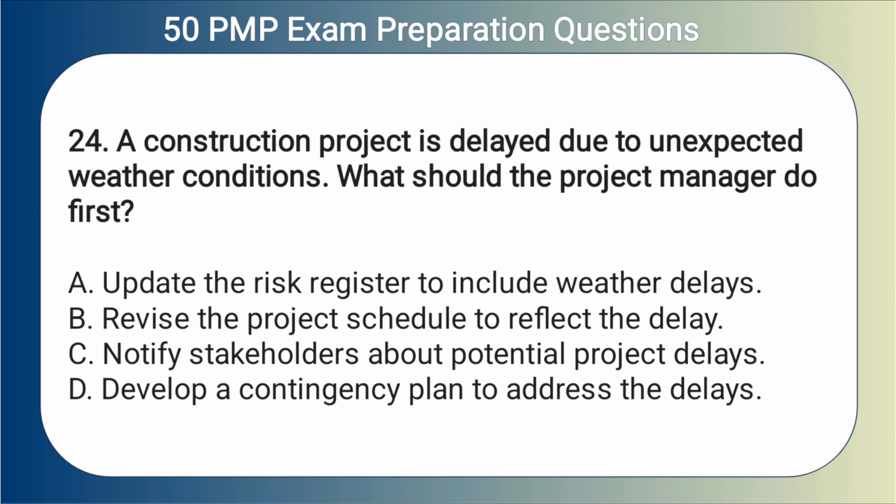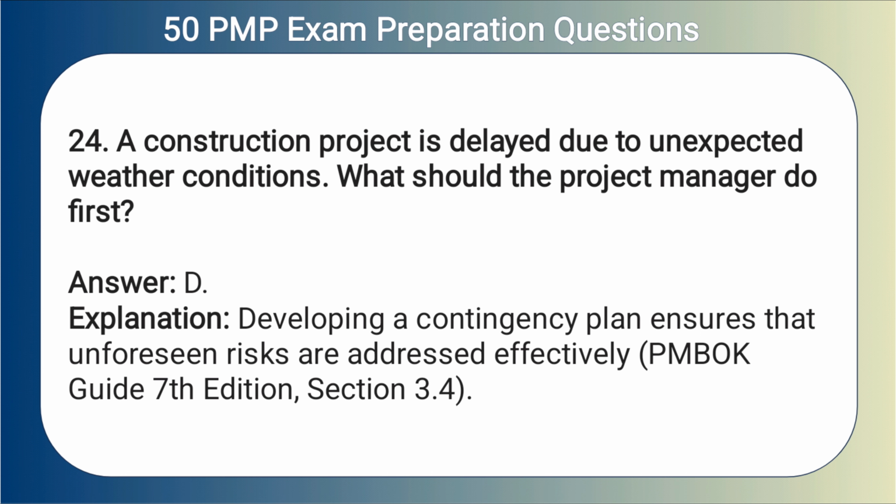A. Update the risk register to include weather delays. B. Revise the project schedule to reflect the delay. C. Notify stakeholders about potential project delays. D. Develop a contingency plan to address the delays. Answer: D. Explanation. Developing a contingency plan ensures that unforeseen risks are addressed effectively.